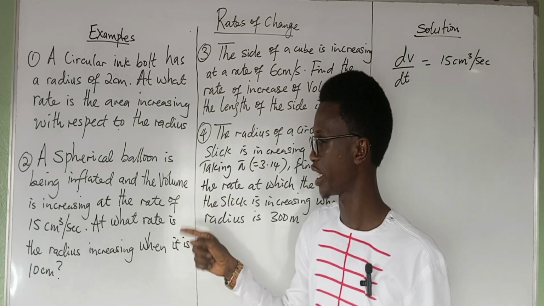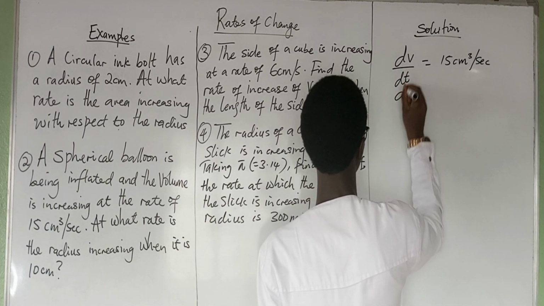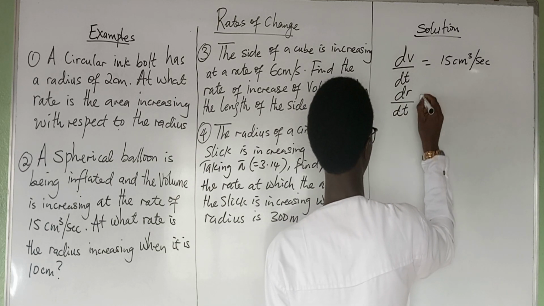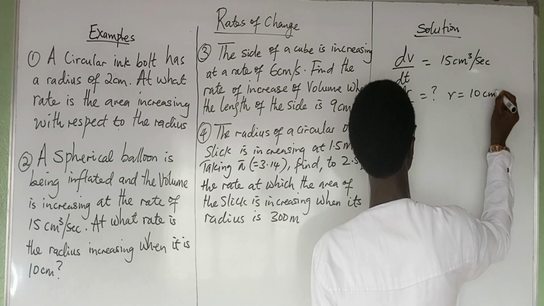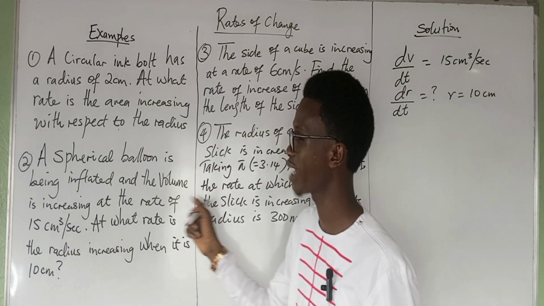At what rate is the radius increasing? So we are talking of the rate dr over dt. This is what we don't know, when the radius is 10 centimeter. So we are asked at what rate the radius is increasing when the radius is 10 centimeter.